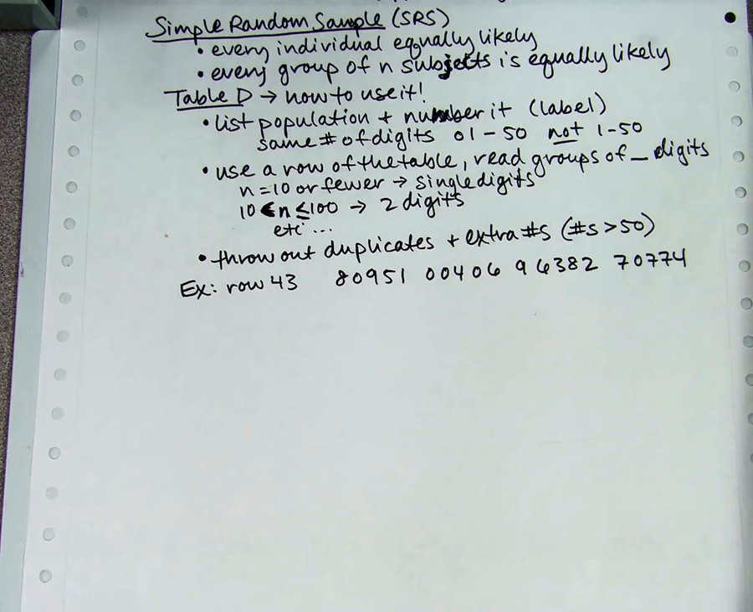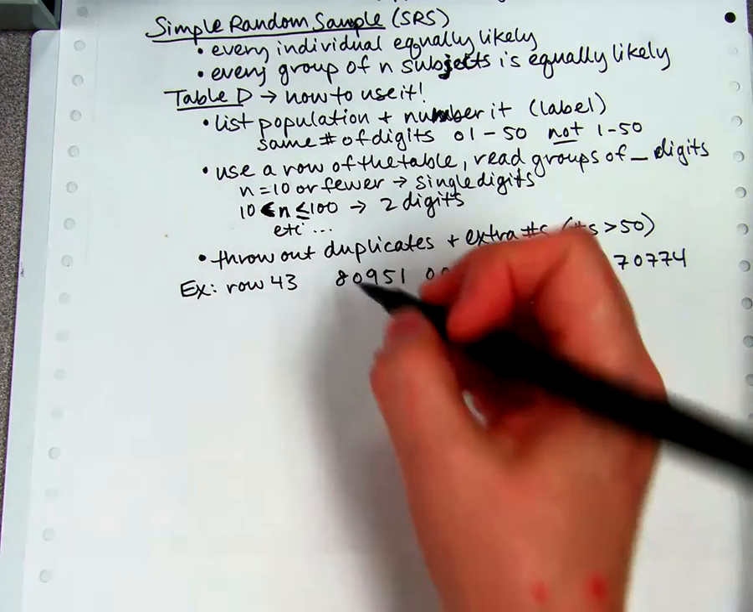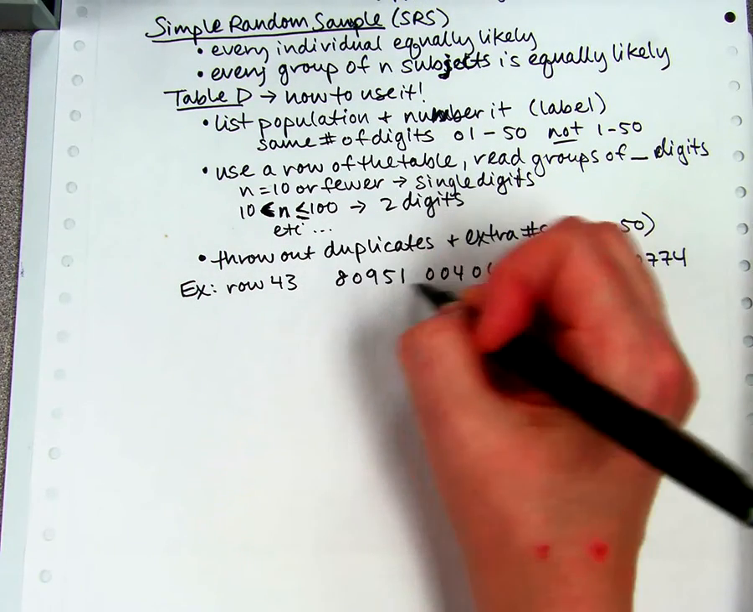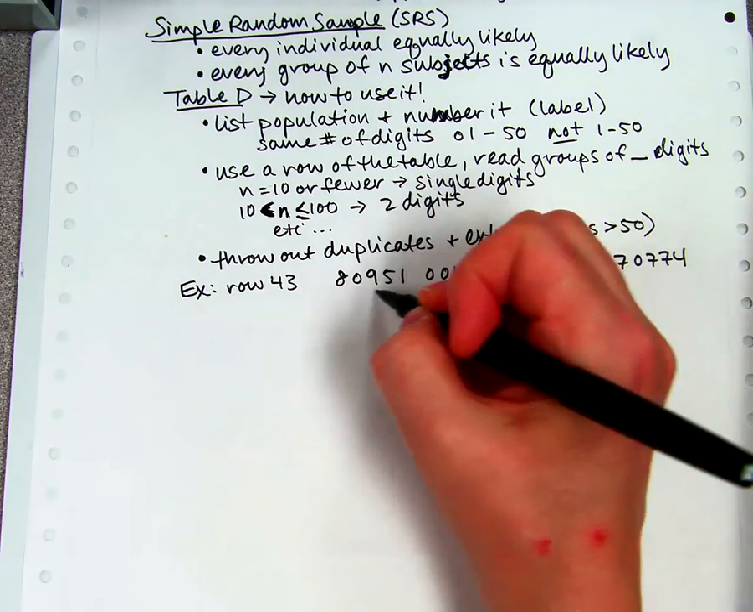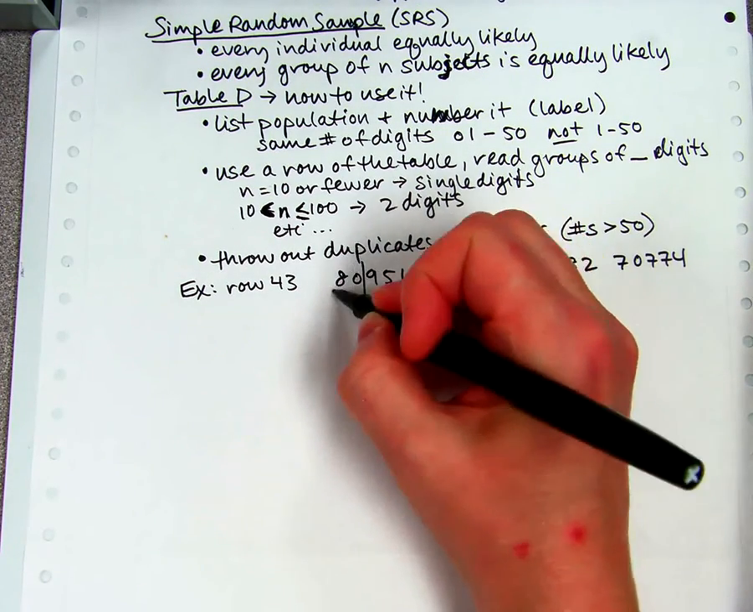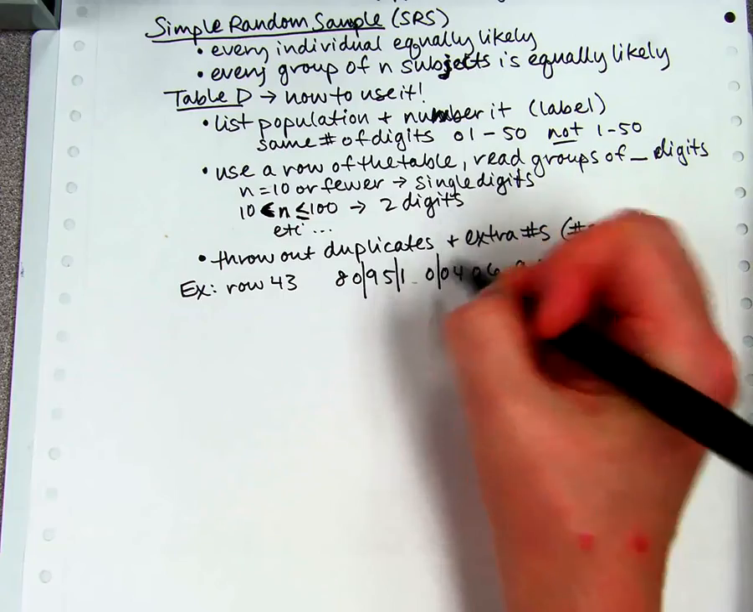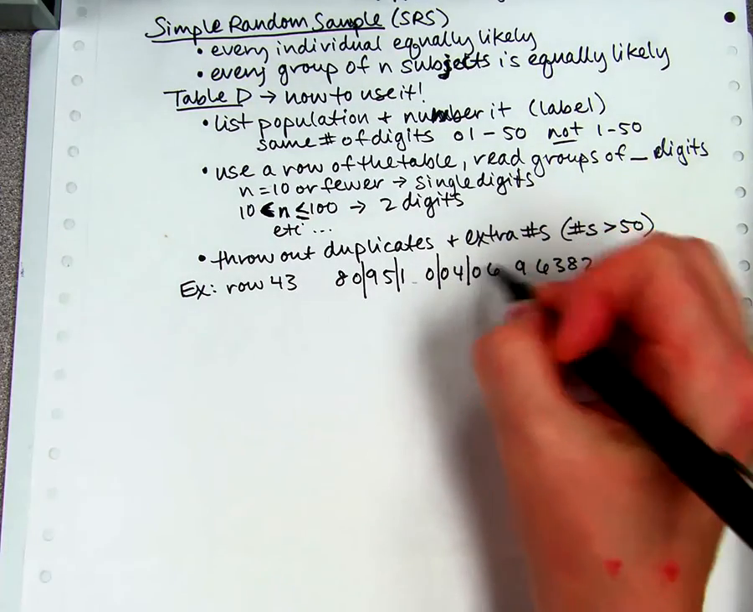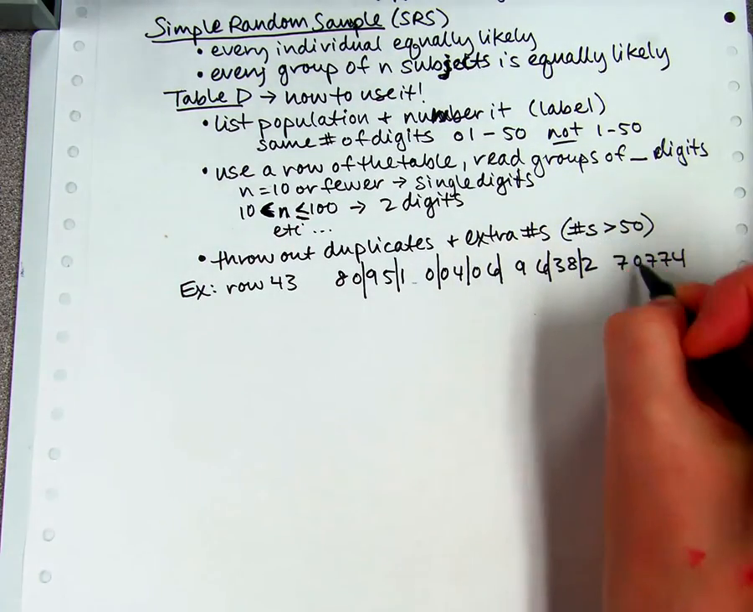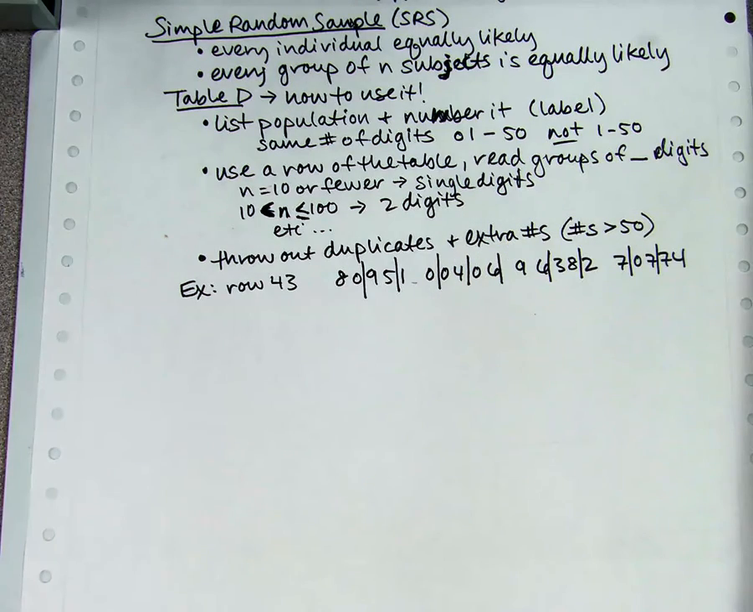So what I'm going to do is go down the row and take 2 digits at a time. They're in groups of 5 to make them easier to read, but I'm just going to ignore those spaces and go these 2, 80, 95, 10. I'm just going to go down and split them into groups of 2. And you can write on your table if you print it out, and that's fine. Or you can write down the numbers like I did.